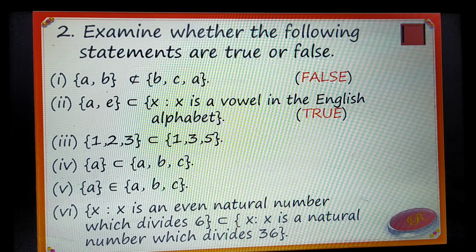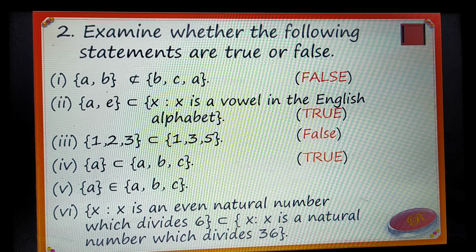Number 3. Set with elements 1, 2, 3 is a subset of set with elements 1, 3, 5. Solution. False. Because 2 belongs to first set but does not belong to second set. Number 4. Set with element A is a subset of set with the elements A, B, C. Solution. True.